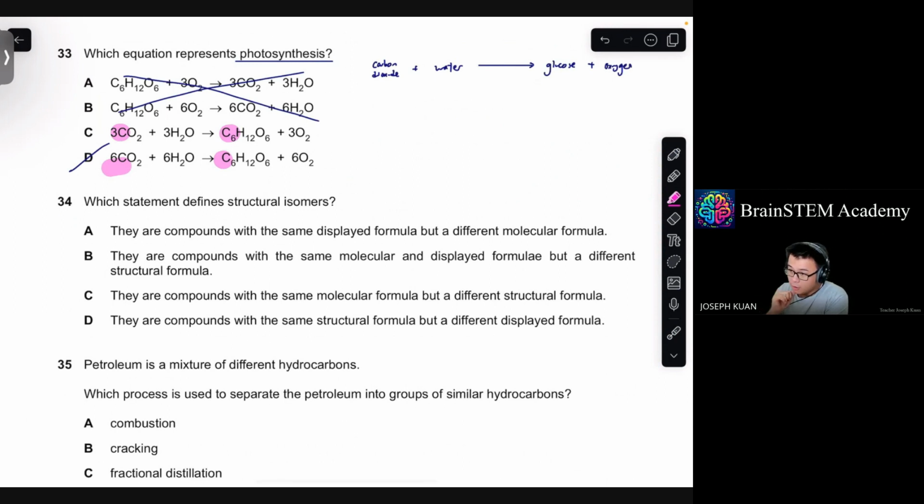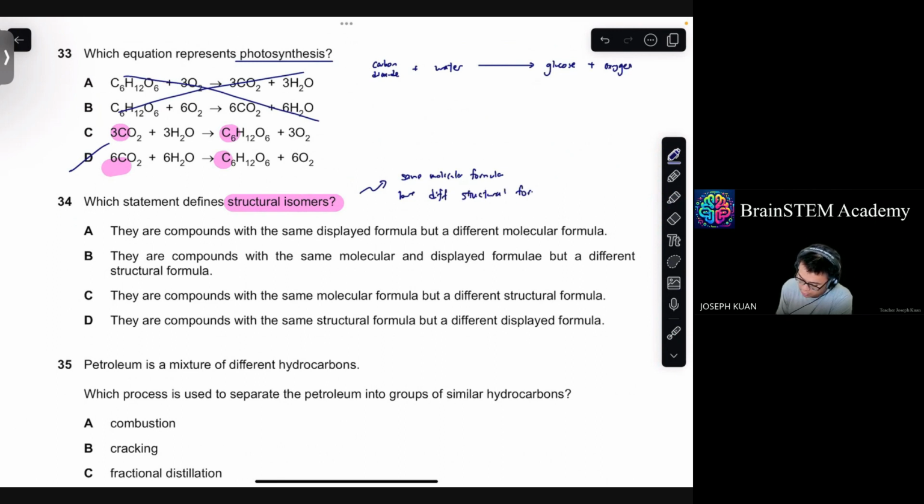Now, question 34. Which statement defines structural isomers? Structural isomers are compounds with the same molecular formula but different structural formula. So you just have to see which is the answer. The answer should be C. They are compounds with the same molecular formula, but different structural formula. So the answer is C.